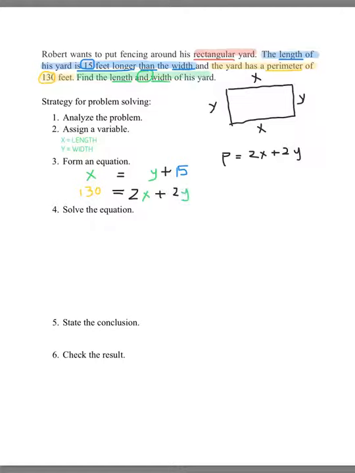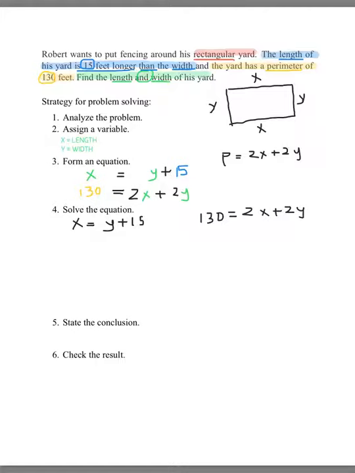So there we go. There's going to be our two equations. So now let us go ahead and solve the equation. We'll start off by writing them down. So we have x is equal to y plus 15 for one equation. And the second equation is 130 is equal to 2x plus 2y. So these are going to be our two equations.